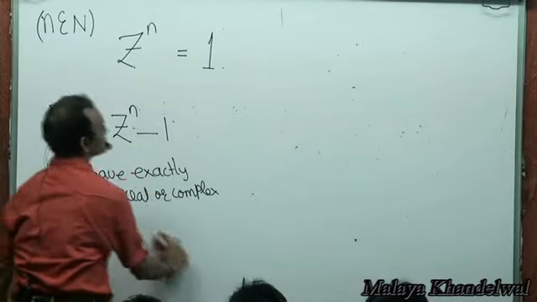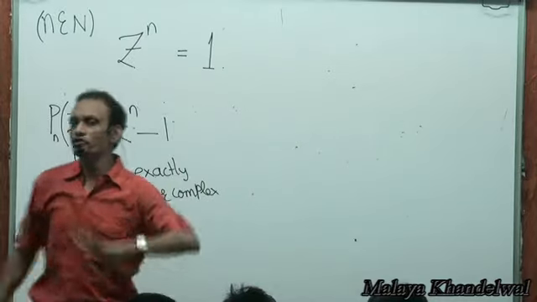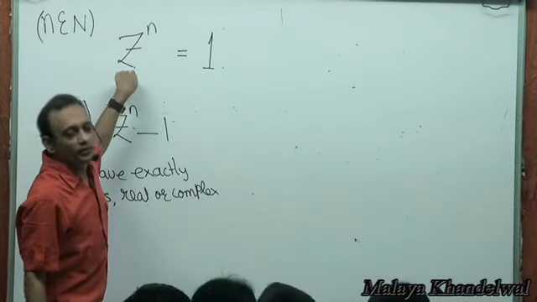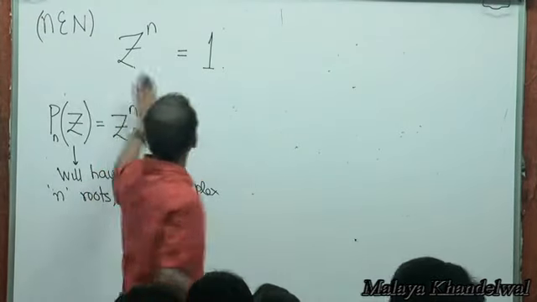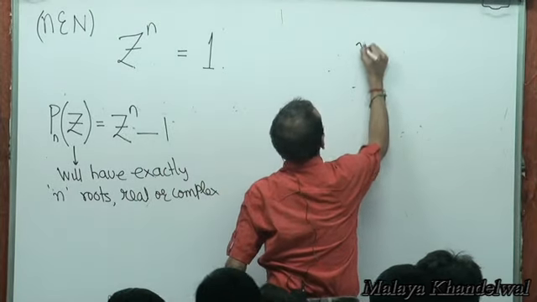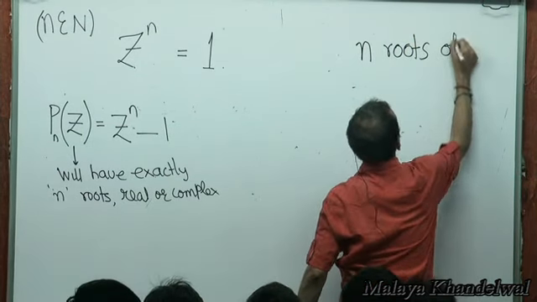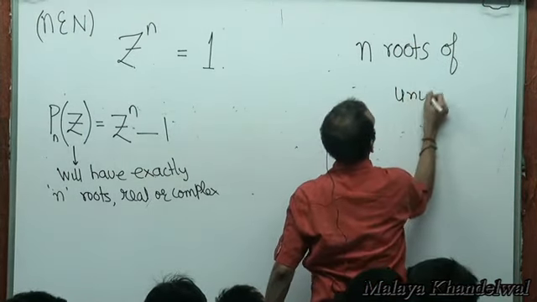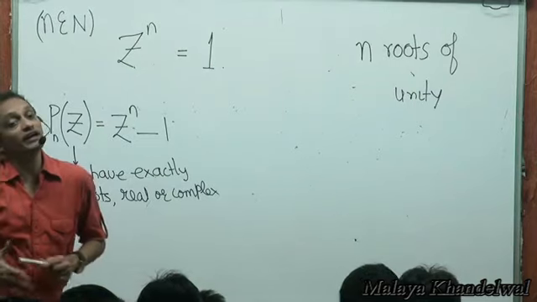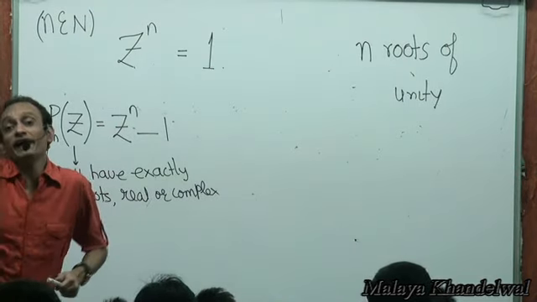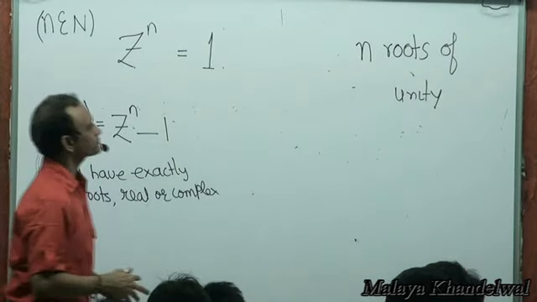Now, let us examine the roots of this. First of all, the roots of this polynomial are customarily referred to as n roots of unity. Any z that satisfies this is called an n root of unity. So how many n roots of unity will exist? Exactly n roots of unity will exist, right?